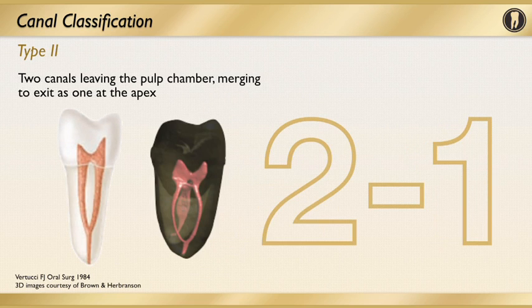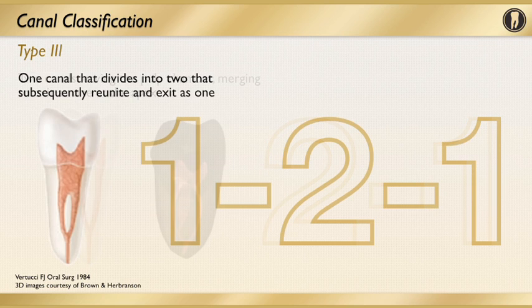Type 2 canal classification are two canals leaving the pulp chamber and then merging as one and having one apex. We call this a 2-1 classification. The type 3 classification is the 1-2-1. This is one canal that divides into two that subsequently reunites and then exits as one at the apex. This is what you're going to see in some cases on the lower mandibular incisors. Up to 40% of the time, there could be this type 3 classification in your mandibular incisors.